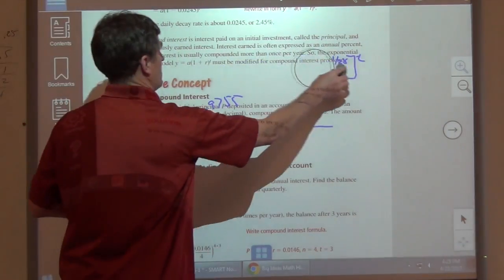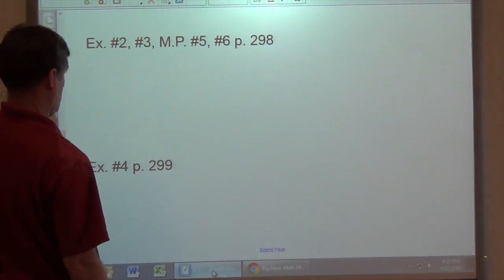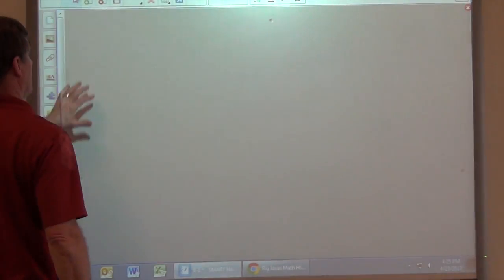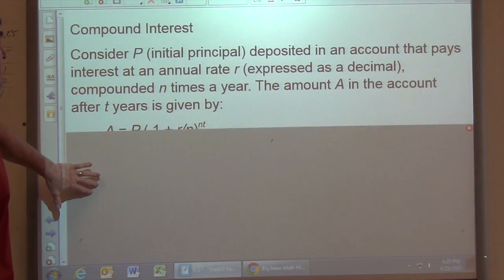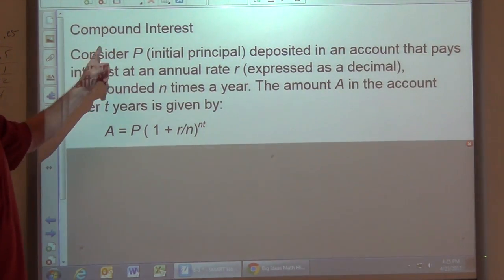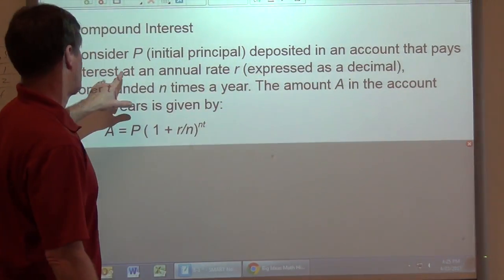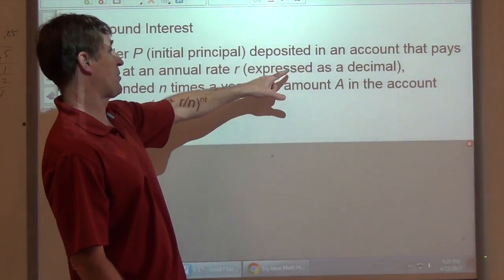So if we look at this next part, we're going to look at compound interest. So compound interest, consider P, which is the initial principal, deposited in an account that pays interest at an annual rate r, expressed as a decimal.